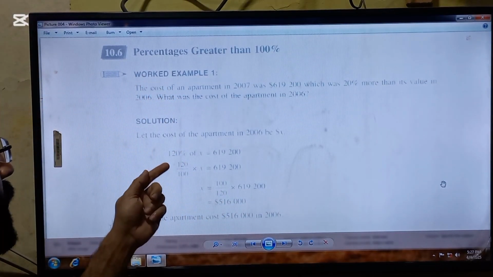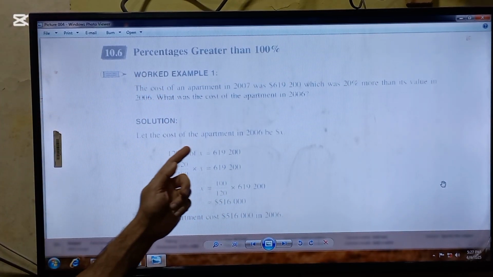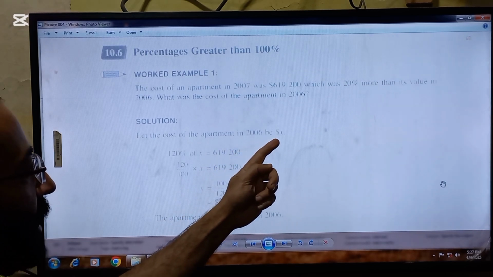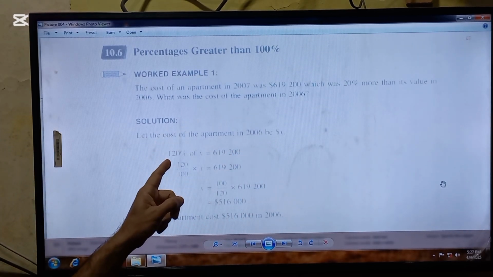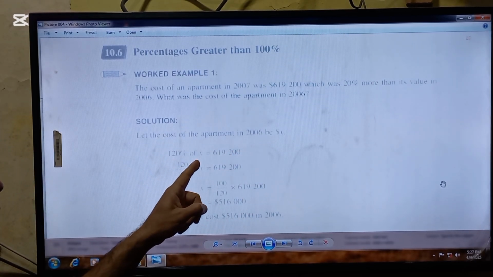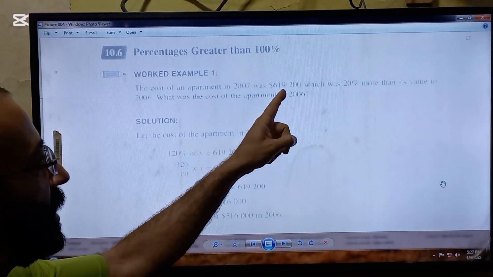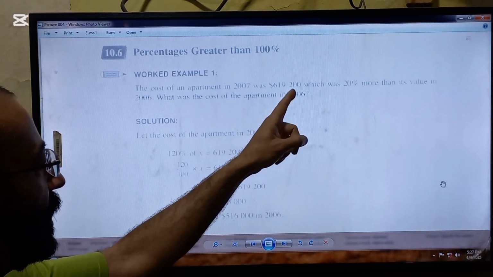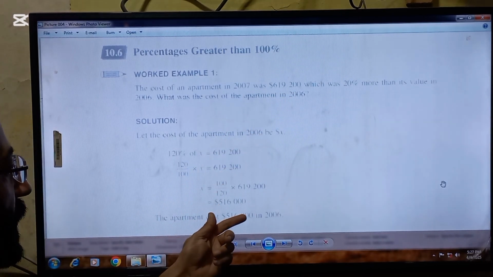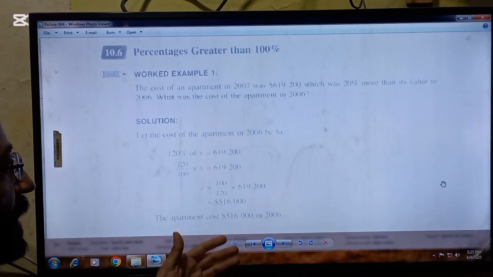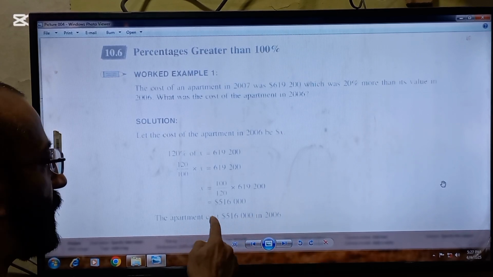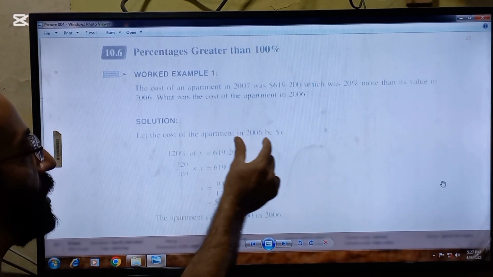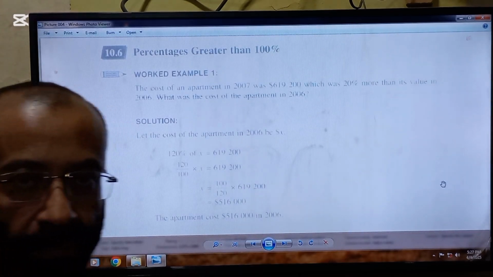So this means if we let the cost of the apartment in 2006 be X, then in 2007 it will be 120% of X, which is equal to the price in 2007. So after solving it, you will get an answer. This will be the price in 2006 because X is the price we have let in 2006.